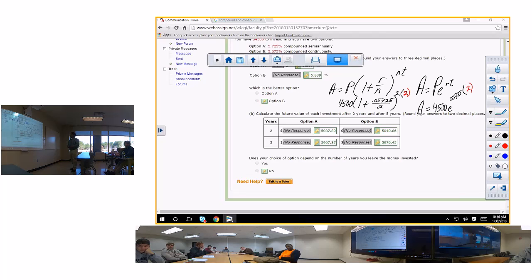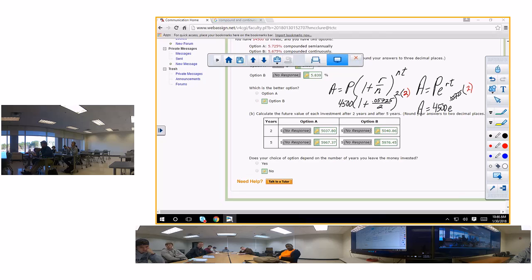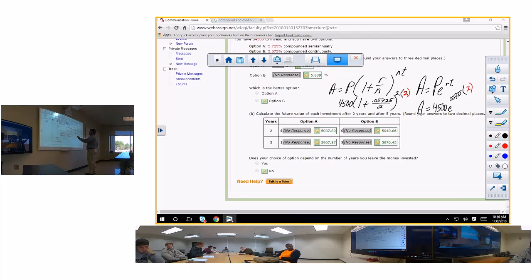Why are you using the same rate if option B has a different rate? Okay, I'm sorry, I'm getting them mixed up. They're two different columns. Option B is right here. Okay, thank you. I knew I was supposed to use one of them. Sorry, that's 0.05675. All right, now run it through.